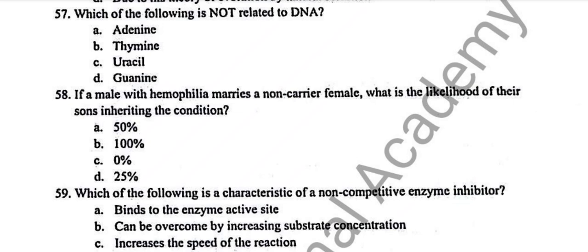Question number 58. If a male with hemophilia marries a non-carrier female, what is the likelihood of their sons inheriting the condition? A. 50%, B. 100%, C. 0%, D. 25%. The correct option is C, 0%. All sons are normal. Sons inherit the Y chromosome from their father and the normal X from their mother.